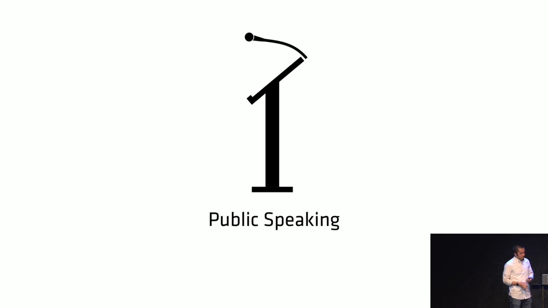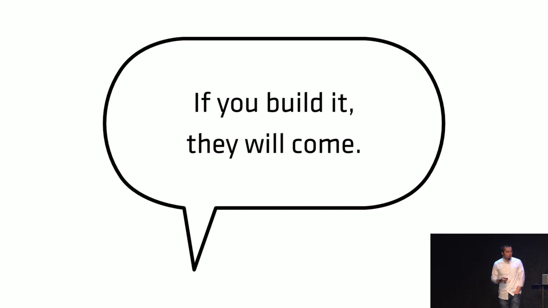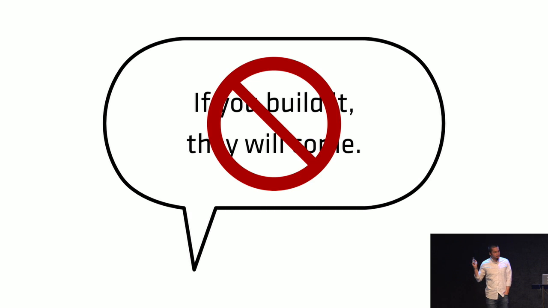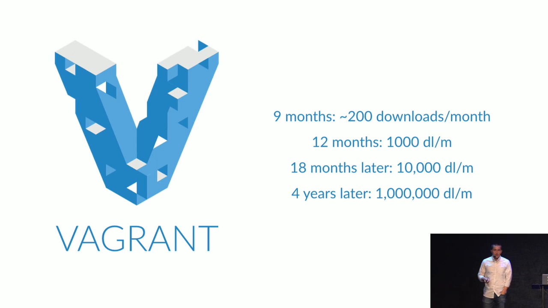One of the last things I want to cover is public speaking. When I first built Vagrant, I went through the mantra of, like, if you build it, they will come. I completely do not believe in that at all anymore. And if you look at Vagrant's trajectory, about 9 months in, it was still getting only 200 downloads a month. Actually, that doesn't show that for 6 months it wasn't growing or shrinking in downloads at all. It was just a line. But you could see very quickly after, it started growing pretty crazy.